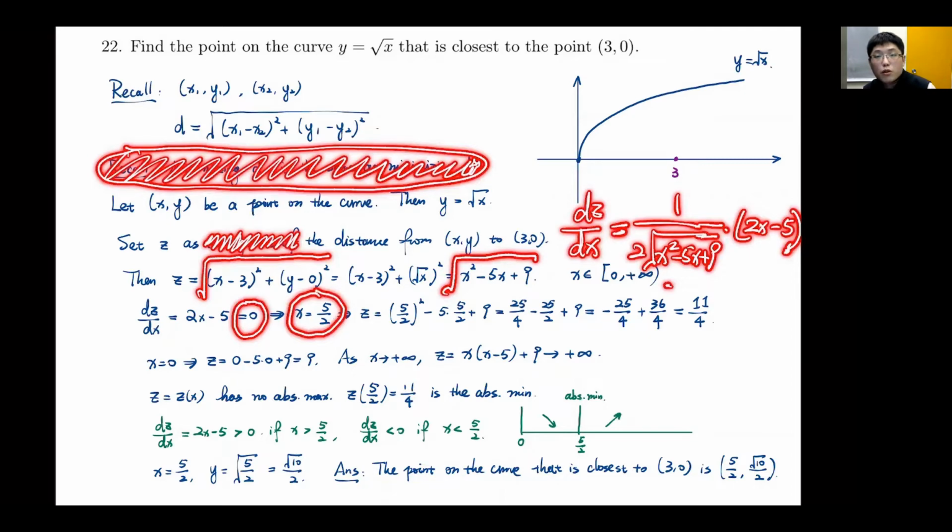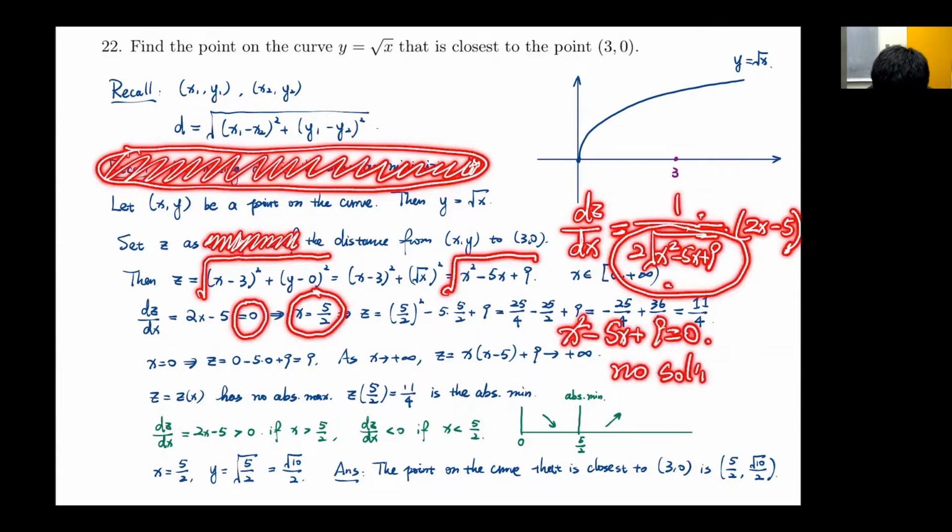So the critical number you get from here is the same. But also, if you set the denominator equal to 0, so x squared minus 5x plus 9 equals 0, you find that there is no solution. So at the end of the day, you will also get only one critical number, namely x equals 5 over 2. Then you compute the z value and you will find that z is simply the square root of 11 over 4, or root 11 over 2. And the rest of the procedure is basically all the same.